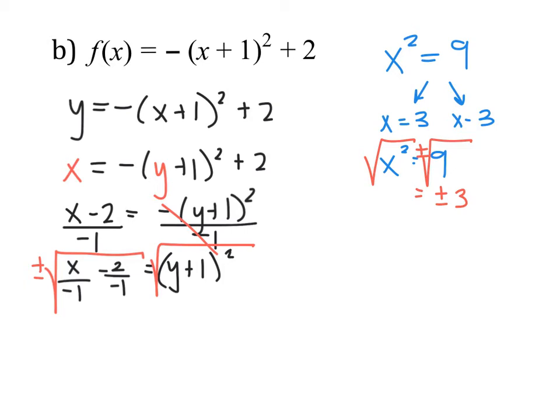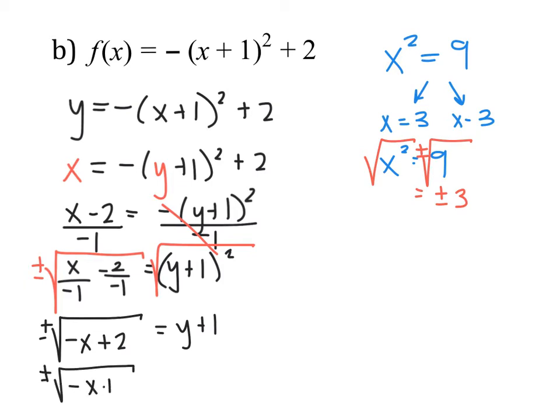Let's simplify what's underneath the square root. X divided by -1 is just going to be -x, and then -2 divided by -1 is going to be +2. And then we have y plus 1. Our last step is we're going to move that plus 1 over. So we've got plus or minus square root of -x plus 2 minus 1 is equal to y. And there is our final equation.